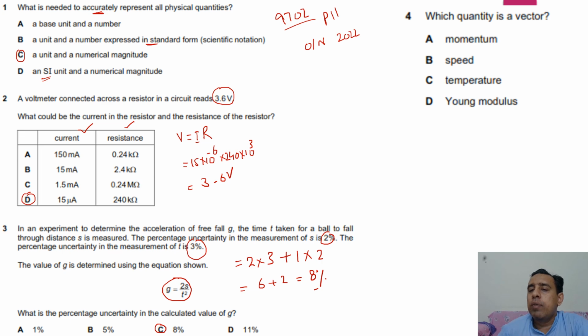Moving towards question number 4, a simple question: which is a vector quantity? Definitely momentum is a vector quantity. Its formula is p is equal to mv, and the direction of the momentum is similar to the direction of the velocity. Speed, temperature, and Young's modulus are scalar quantities.